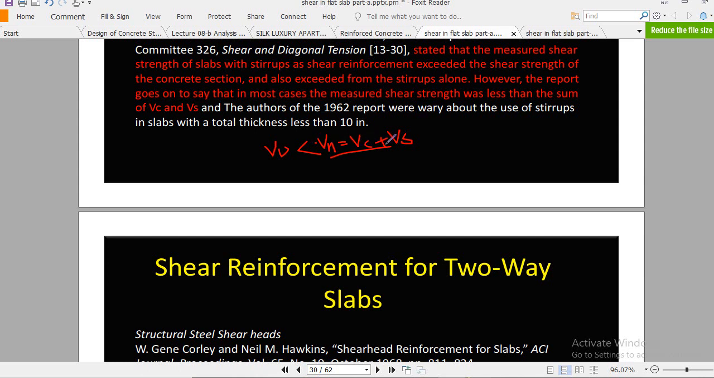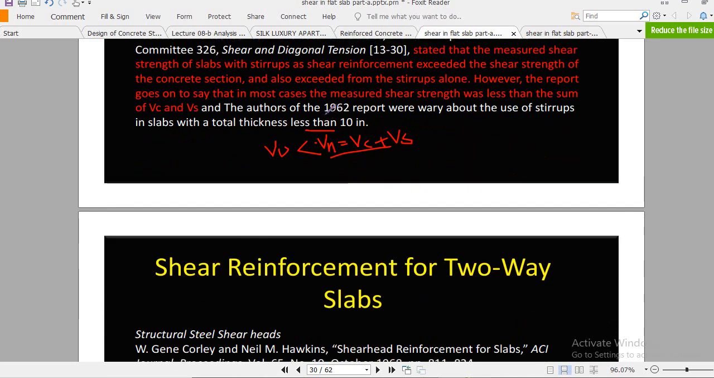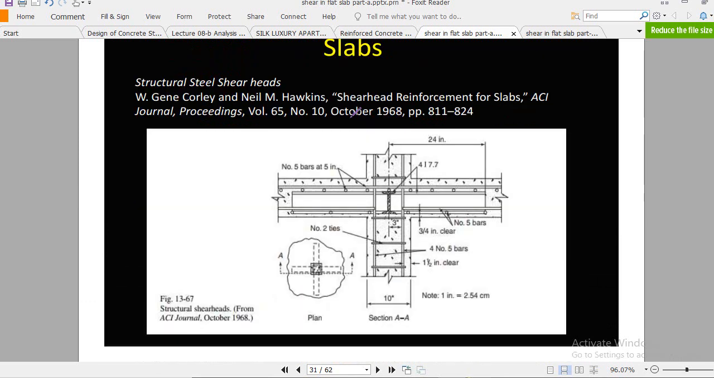This is the ACI report. It suggests that the thickness of the slab should be such that you fulfill this 6 inch or 16 times. Or in another report, the 1962 report, it says it must be greater than or equal to 10 inches, because if the thickness of the slab is less, the effectiveness of the shear reinforcement will be less.